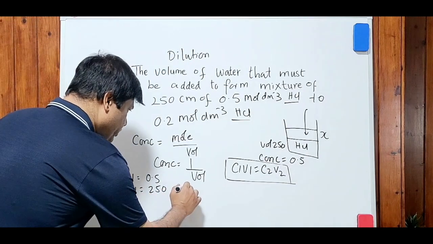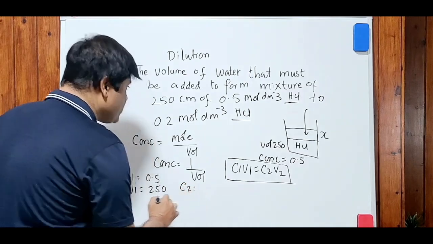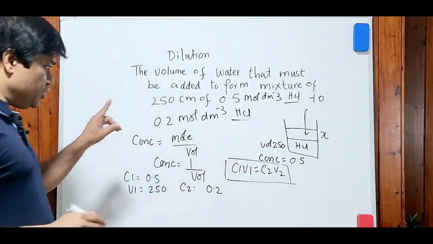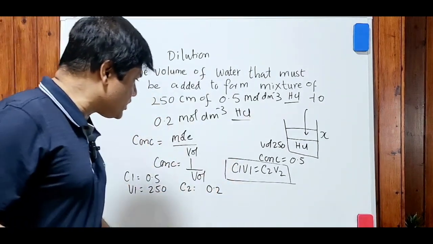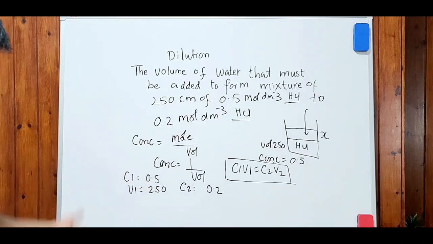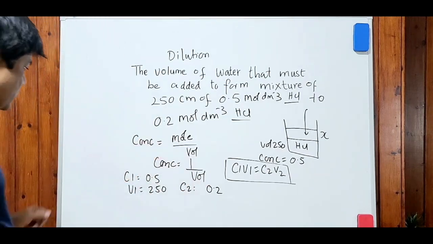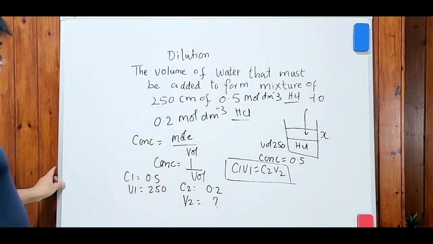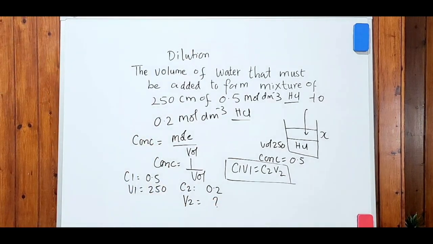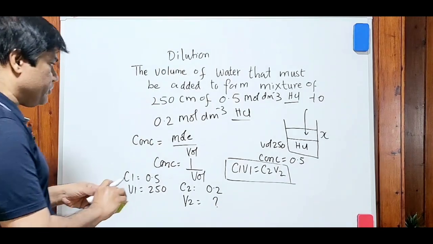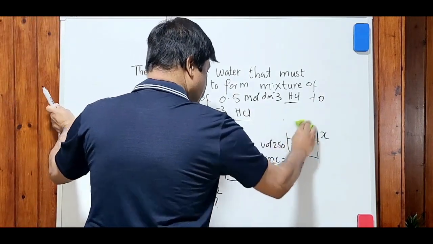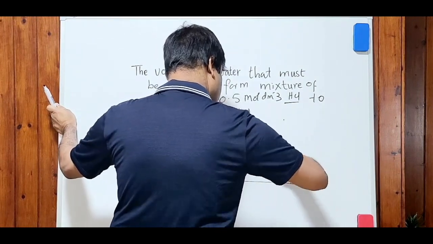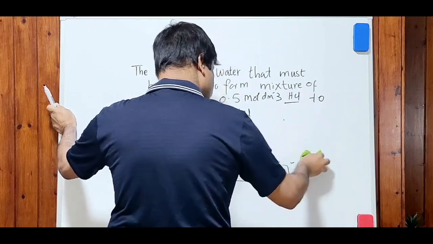Now C2, its concentration changes to 0.2. As I told you, when you add some water, its concentration changes because you are diluting the solution. It's so clear, it's so obvious. And V2 equals how much? Okay, if you don't mind, can I rub this part, only that part? Now look at that. Use the same formula, C1 V1 equals C2 V2.